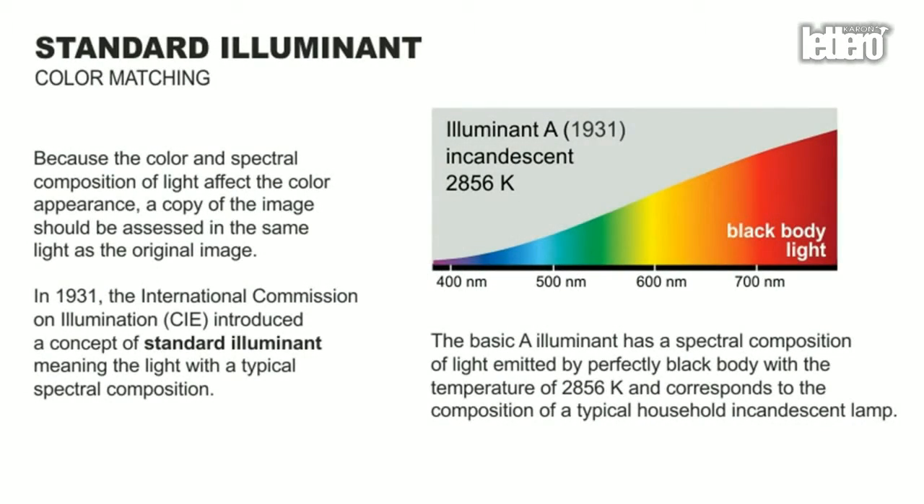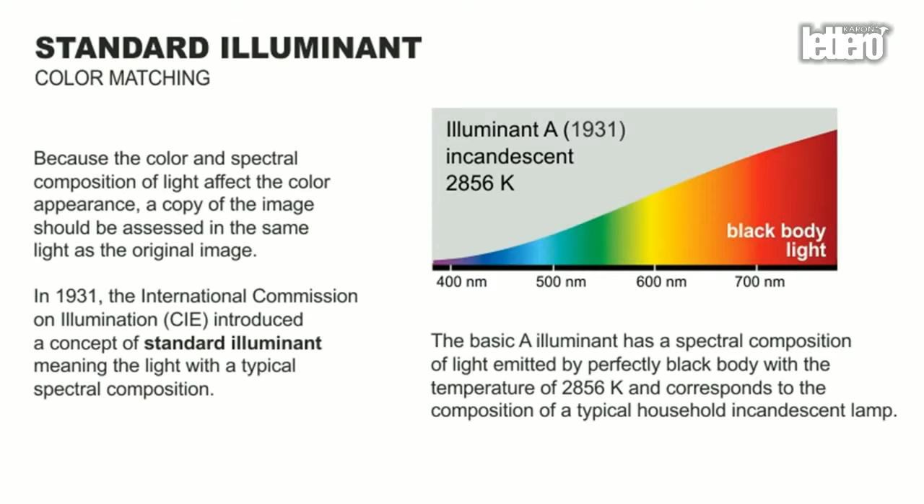Because the hue and spectral composition of illumination affect colour appearance, copies of the image should be assessed using the same light conditions under which the original image was created. In 1931, the International Commission on Illumination, CIE, introduced the concept of a standard illuminant, i.e. a light with a typical spectral composition.